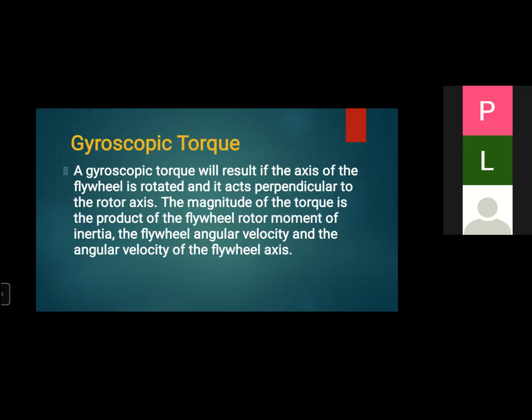And gyroscopic torque. A gyroscopic torque will result if the axis of the flywheel is rotated about an axis perpendicular to the rotor axis. The magnitude of the torque is the product of the rotor moment of inertia and the flywheel angular momentum.